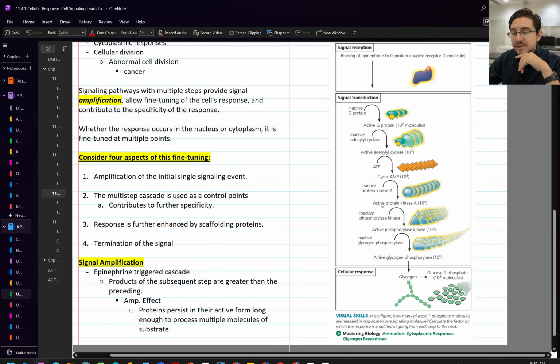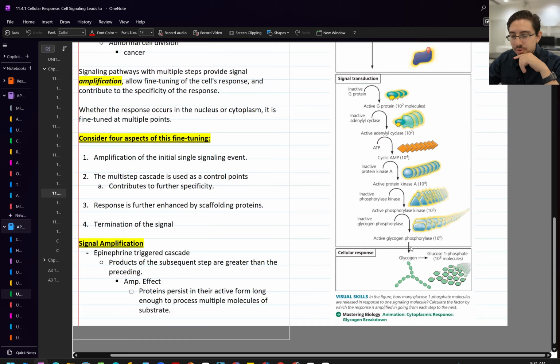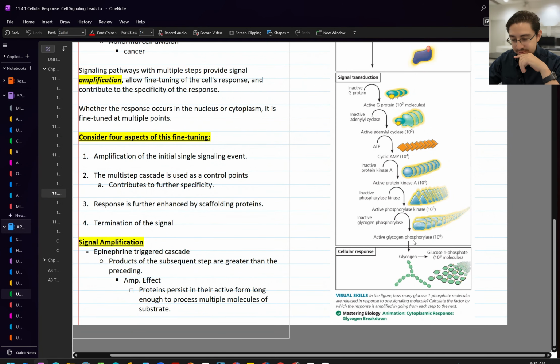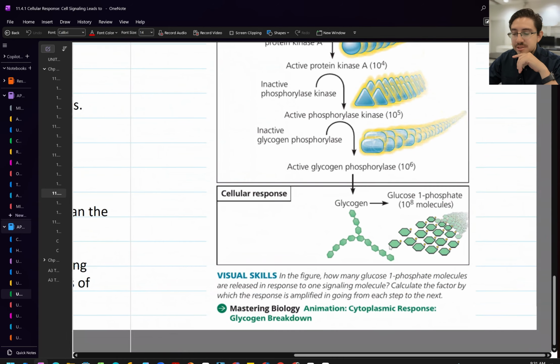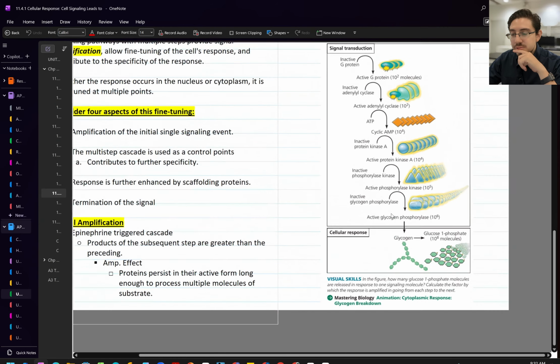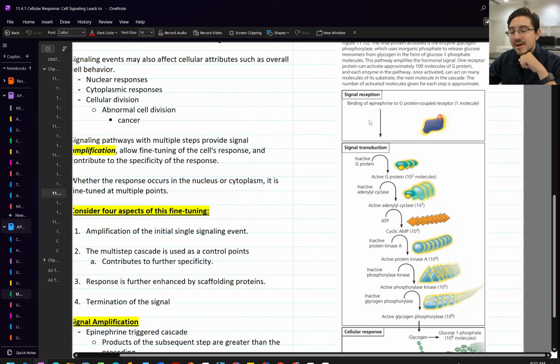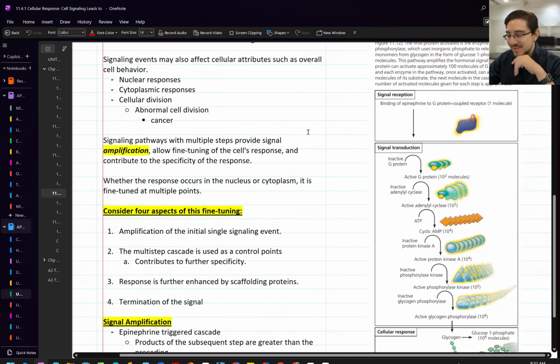Cyclic AMP then activates active protein kinase A, okay, which will then activate phosphorylase kinase, and then furthermore activates other proteins. Ultimately, to elicit that cellular response where you have glycogen being broken down to glucose 1 phosphate. And then you have 10 to the 8 molecules, just with one molecule of epinephrine. That is quite mind-blowing. Okay?